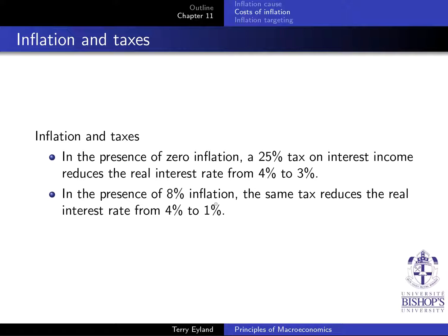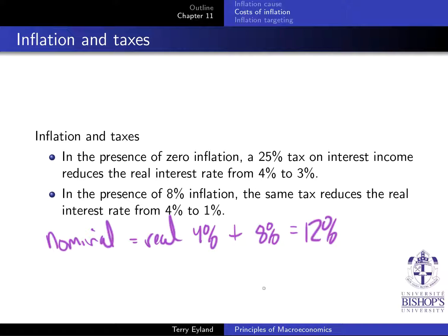Real is nominal minus inflation. So in this case, real and nominal is 4%. And since you lose a quarter of that to the government, you end up with 3%. Well, in the presence of 8% inflation, your nominal would be equal to the real, which is 4% in this case, plus the inflation, which is 8%. So you'd be getting 12% interest, and inflation is 8%.